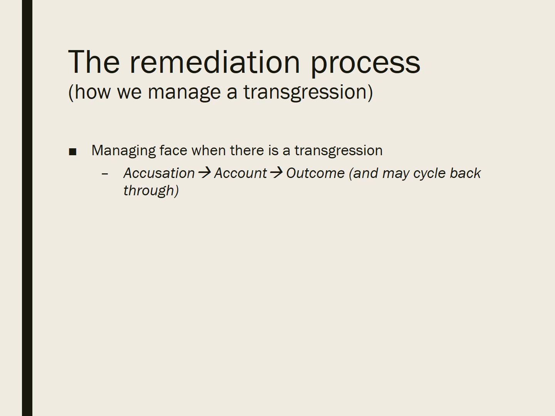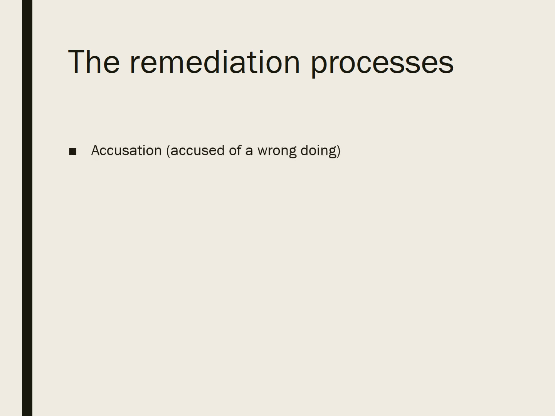You then have to provide an account in response to that accusation. And then the person who made the accusation will provide an outcome of some sort, like either accept it or deny it or something like that, or recycle it back through and do a reaccusation, right? So we have our accusation, accused of a wrongdoing, and here are the kinds of accounts that we can give. We can accept it. We can say, you're right. I shouldn't have done that. That's simply accepting that I did something wrong and have acknowledged that I did it.